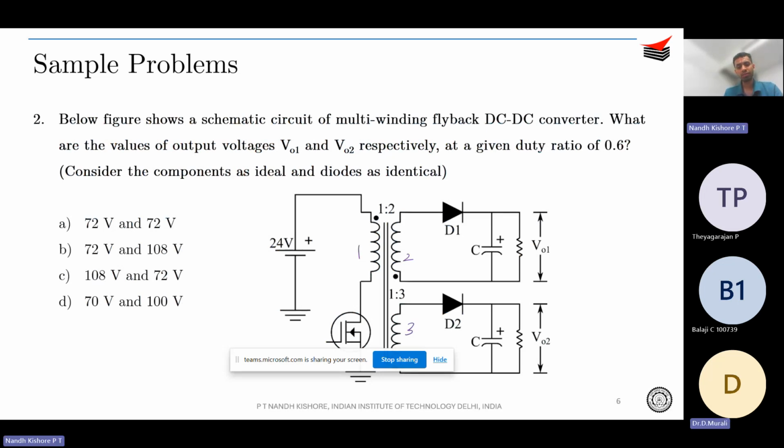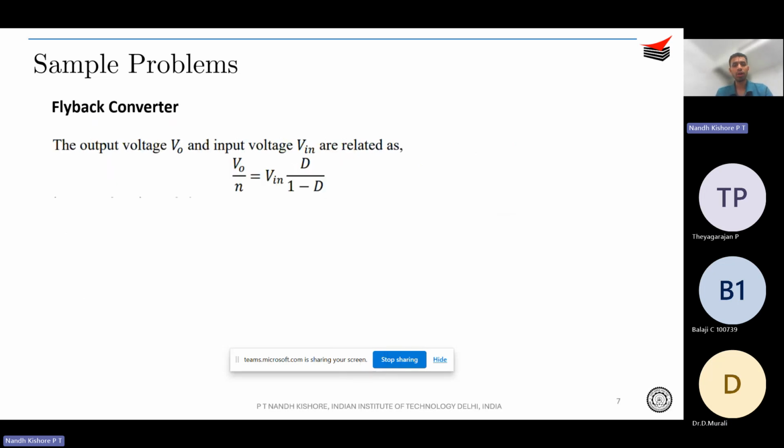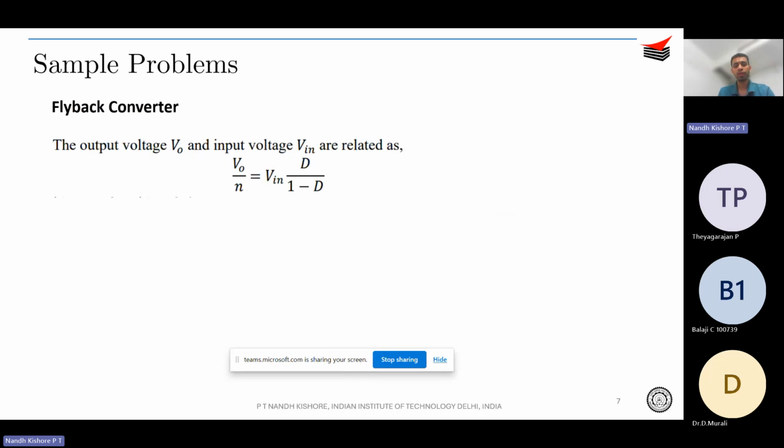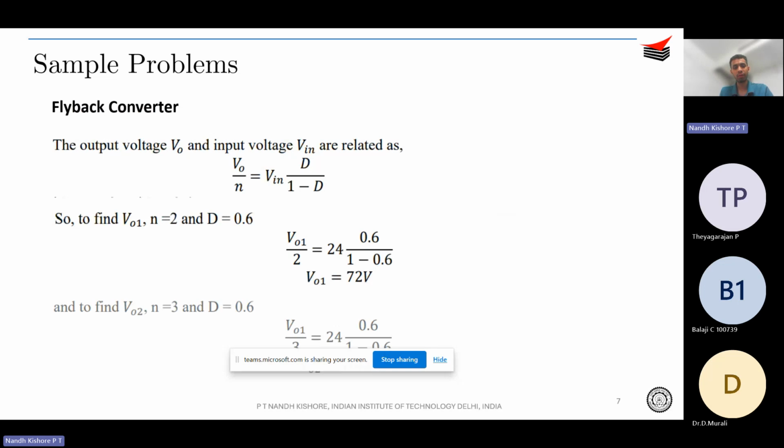Irrespective of the turn numbers, all the properties of a transformer that you studied are always valid here as well. We'll keep that aside for the next part of the problem. The output voltage individually is obtained by including the turns ratio of the corresponding secondary windings. For instance, VO1 is equal to n times D by 1 minus D into Vin, correct? The same is applicable for VO2 as well.